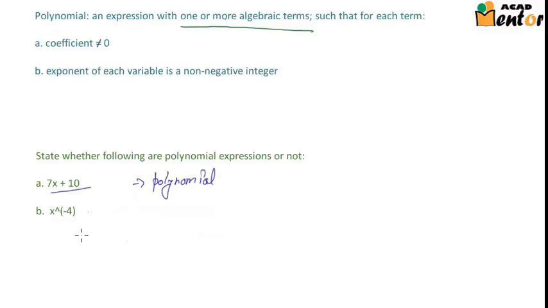The next expression is x raised to the power minus 4. We can see that the variable x has a power of minus 4, which is a negative integer. So this is clearly not a polynomial. So whenever we see a term in which the variable has a power which is a negative integer, a fraction, or an irrational number, then that expression will not be a polynomial.